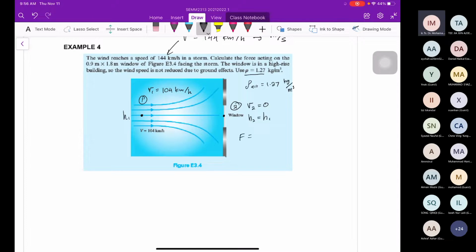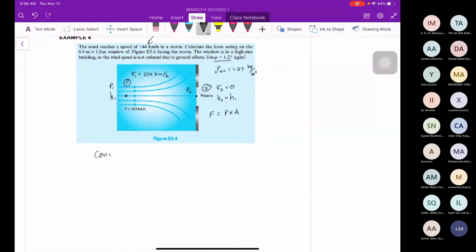So the force equals pressure multiplied by the area. Right. So we must know the pressure acting at the window, which is pressure number 2 minus pressure number 1. So to solve this, let's first convert velocity 1 to SI unit. So V1 is equal to 144 kilometer, multiplied by 1000, divided by 3600 seconds. You will get 40 meter per second. This is the unit conversion from kilometer per hour to meter per second. You will get 40 meter per second.